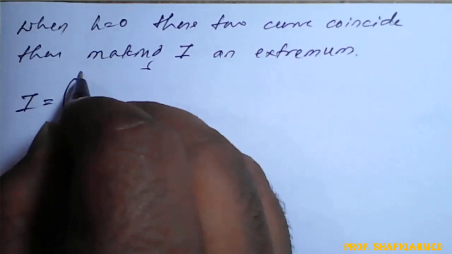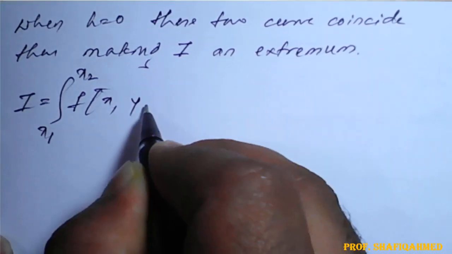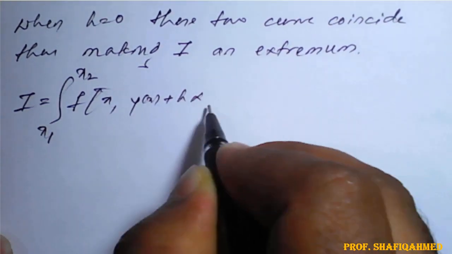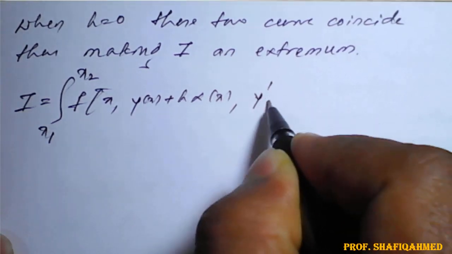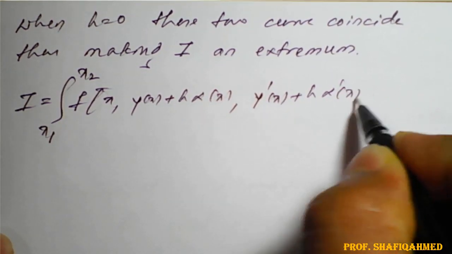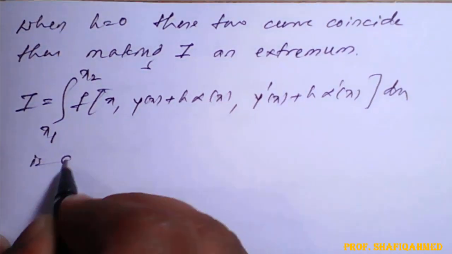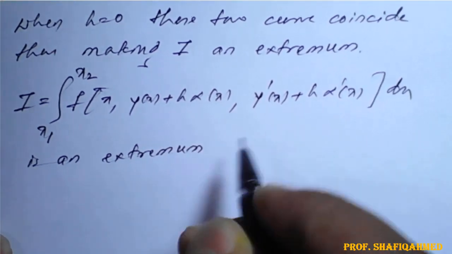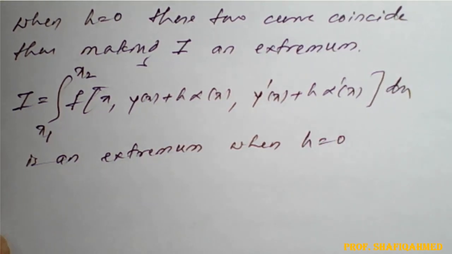I is the integration from x1 to x2 of f of x, comma y of x plus h into alpha of x, comma y dash of x plus h into alpha dash of x, into dx, which is an extremum when h is equal to 0.